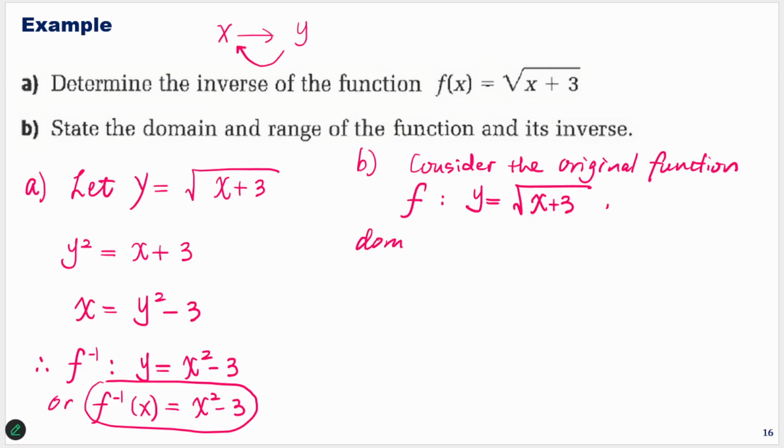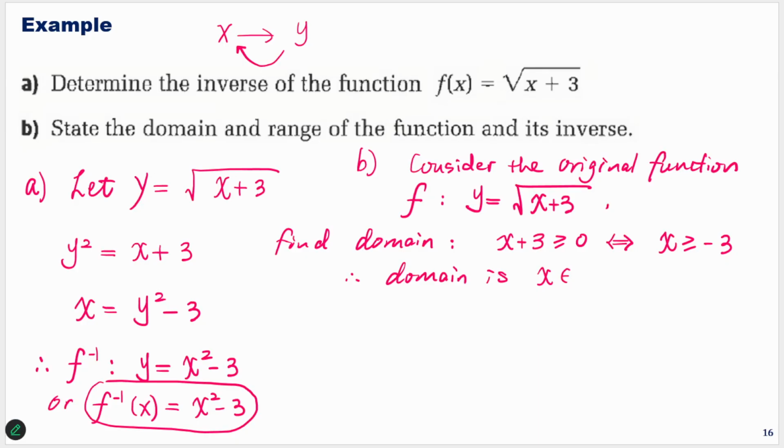We can easily see, so find domain. We can easily see there is a limitation for the x, right? x plus 3 must be greater than or equal to 0, right? And this is equivalent to x must be greater than or equal to -3, and therefore we say its domain is x belongs to -3 all the way to positive infinity. This is its domain. So how about its range?